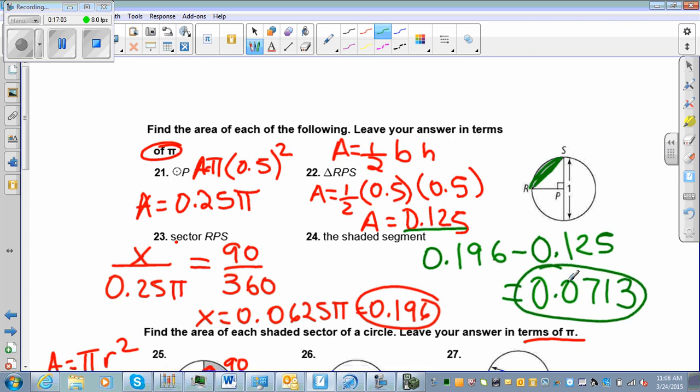So sometimes you have to do 3-4 steps to get to the right answer. But as long as you get to the right answer at the end and you know what you're doing, that should help you solve the problem.